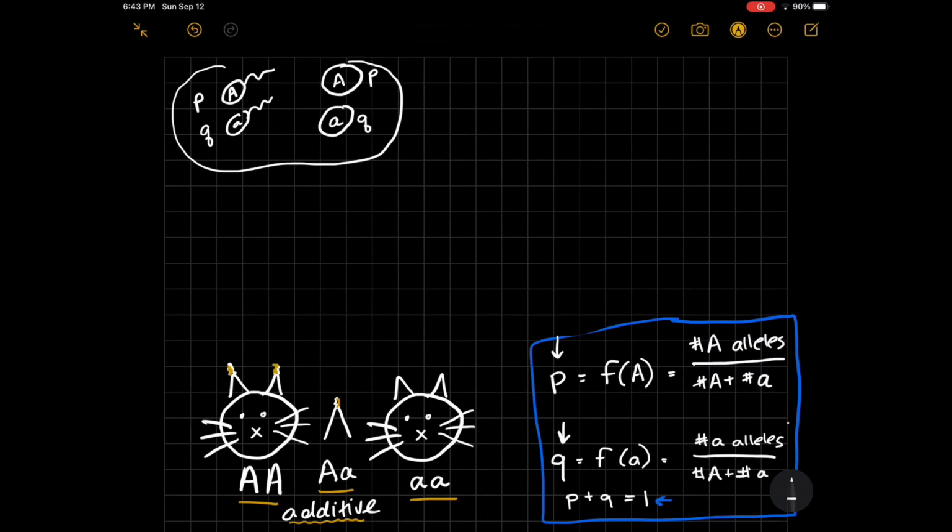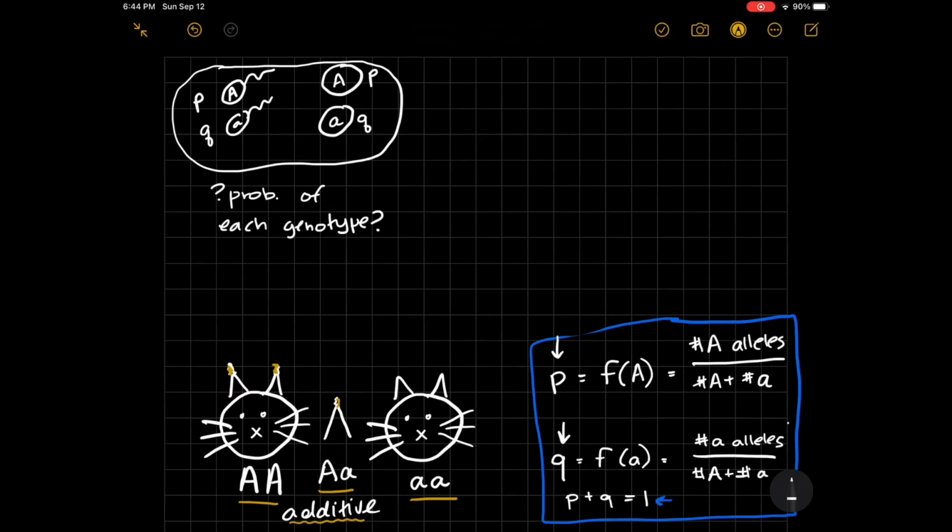All right, here's my bag of gametes, my gene pool. It's my little circle around it. So I want to think about what we're going to see in the next generation. So what's the probability of the different genotypes? Okay, the probability of each genotype.